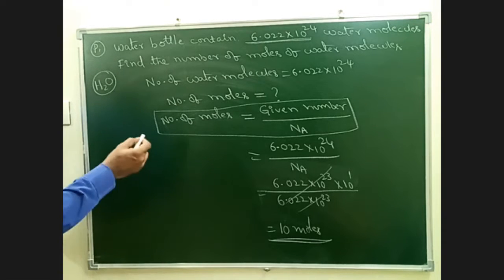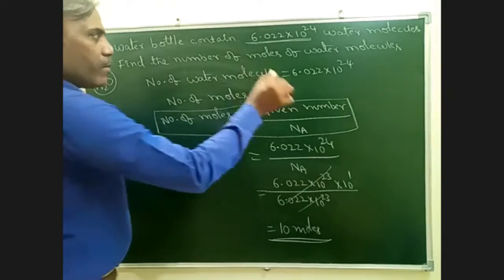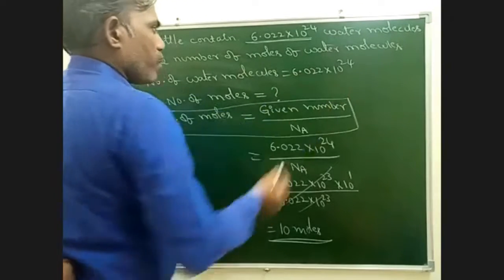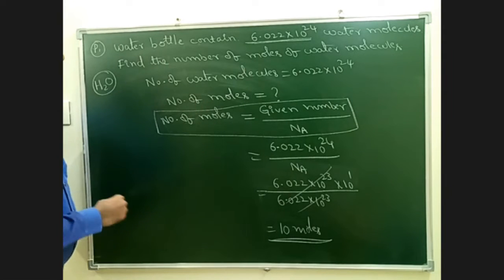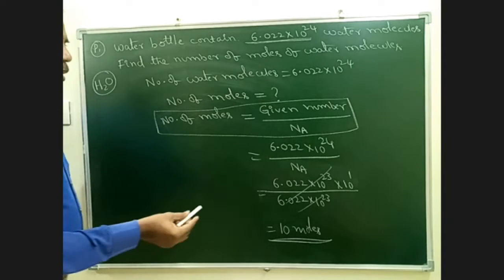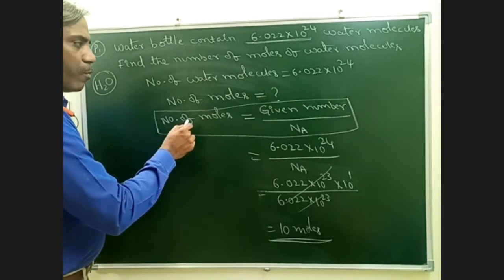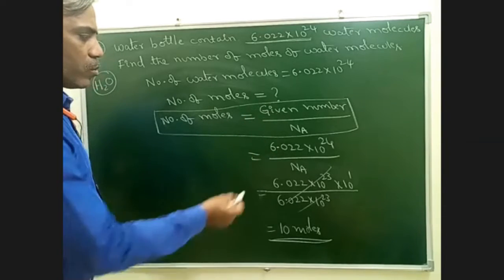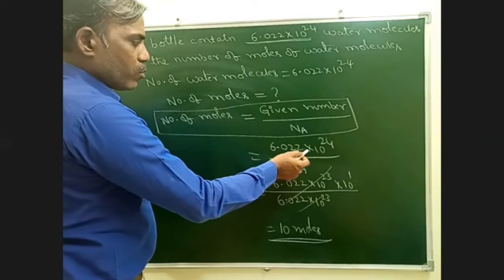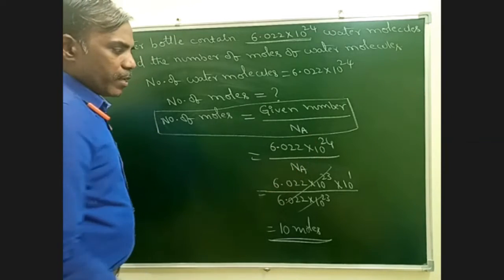Now let us see the given data. Number of water molecules, how many given? 6.022 in 10 power 24. Number of moles we need to calculate. We know the relation between number and the number of moles. Number of moles is given number by Na. So given number, 6.022 in 10 power 24 water molecules, divided by Na.